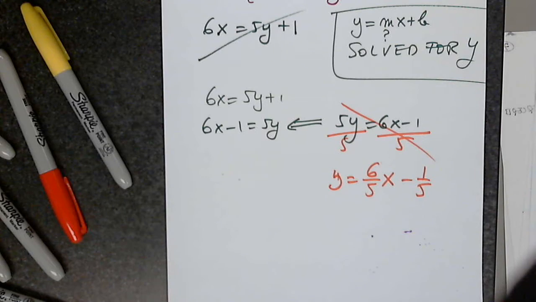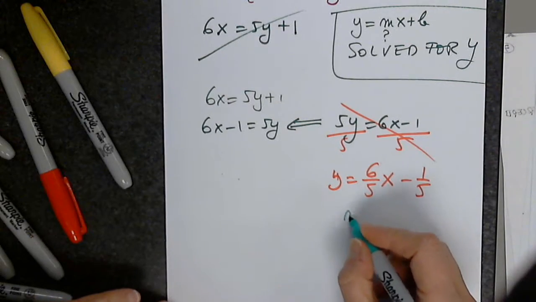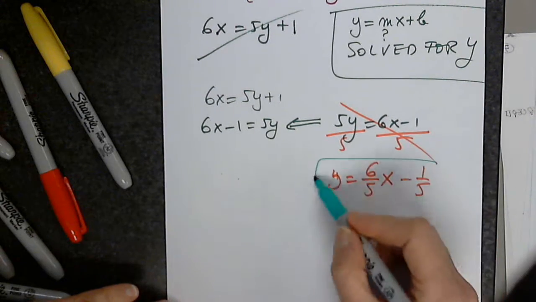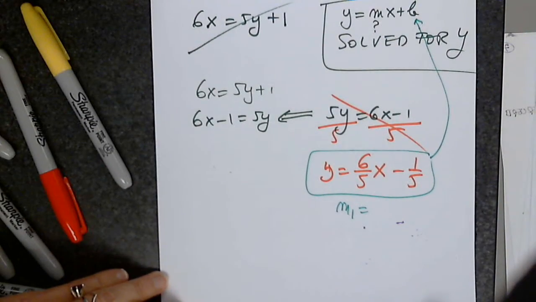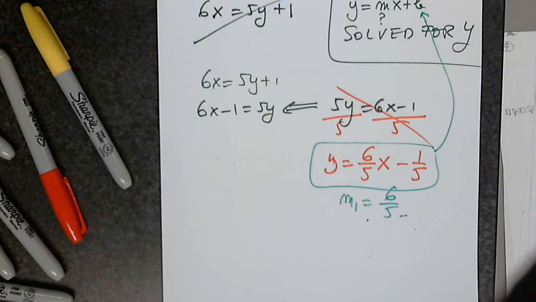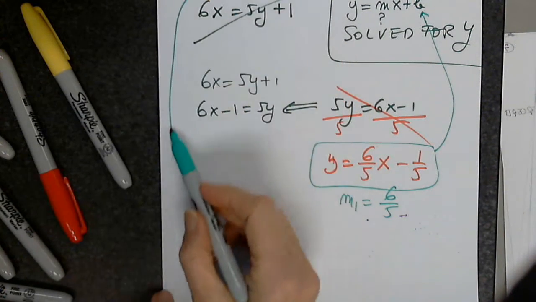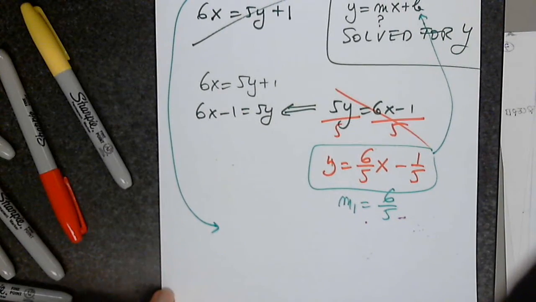Anyway, can anyone identify the slope of the first line simply by comparison to this equation? 6/5. Do you all agree that the slope of the first one is 6/5? Okay, I will repeat the process for the second equation and do the same thing to find the slope.